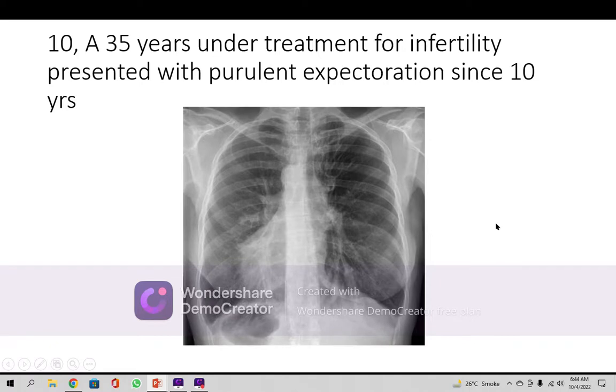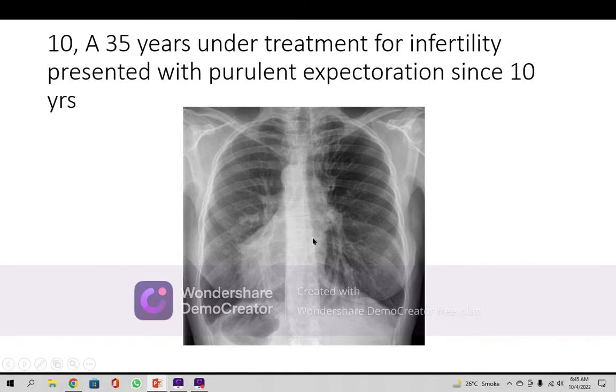This is the last X-ray which I have shown you, of a 35 years old woman with infertility and a history of purulent expectoration since 10 years. It is one of the easiest X-rays of these. All the requirements are fulfilled. The positive finding in this X-ray is that the aortic knuckle is seen on this side. The apex of the heart, in the lower part of the mediastinum, is here on the right side instead of here. And the gastric air bubble is on the right side. It means that this is the stomach on the right side, and this is the liver part.